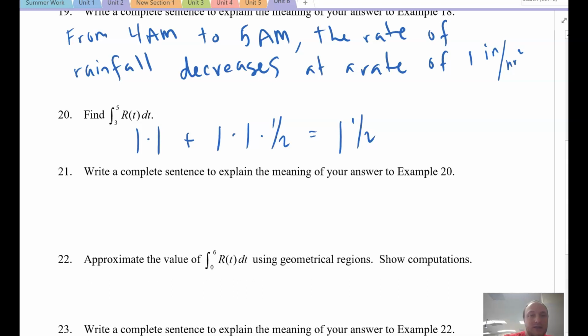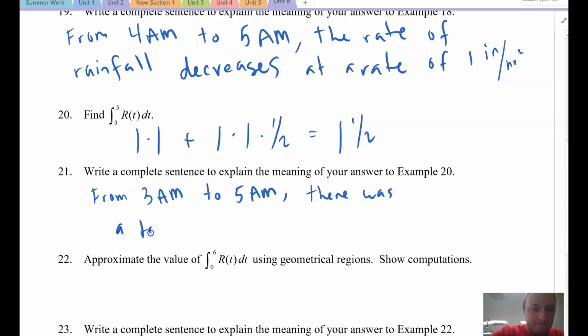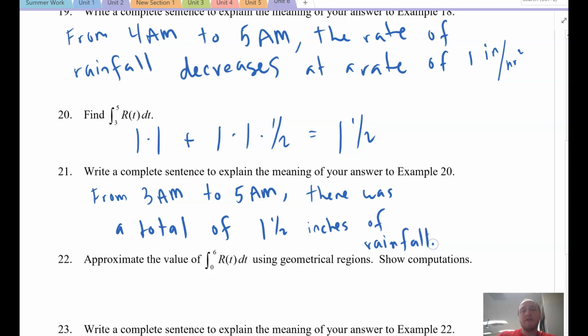Okay, so we're going to say this: from 3 a.m. to 5 a.m., there was a total of 1.5 inches of rainfall. And that's why the integral in these rate problems is called the accumulator. We just analyzed how much rain had accumulated, and that was 1 inch.